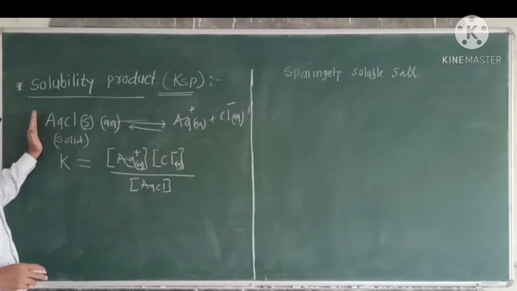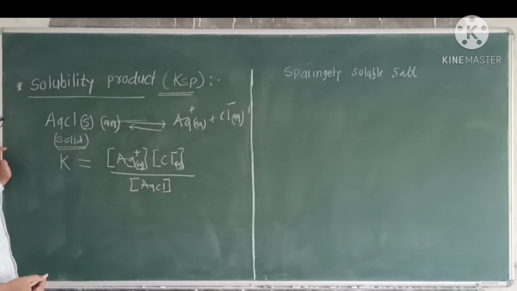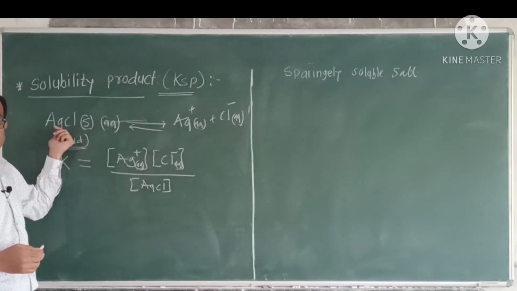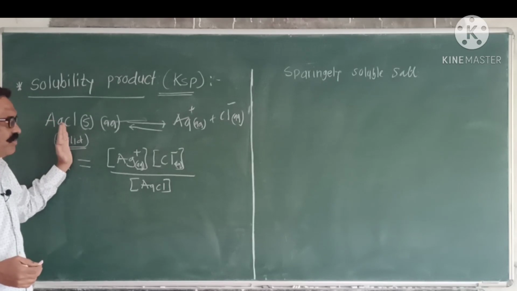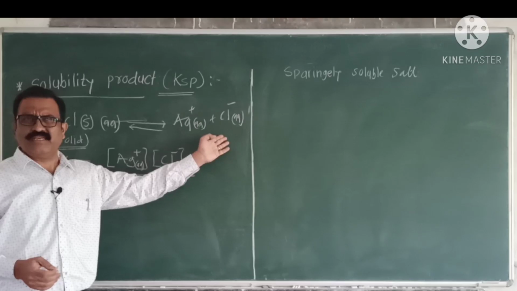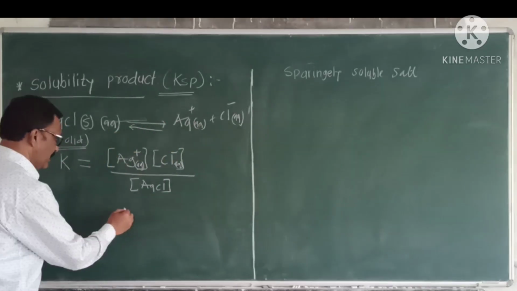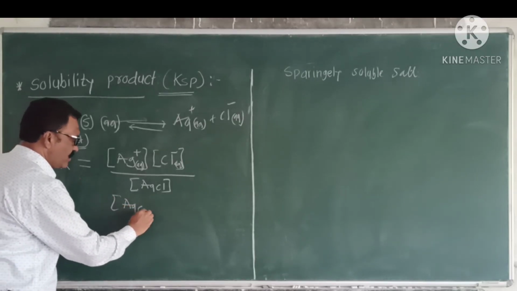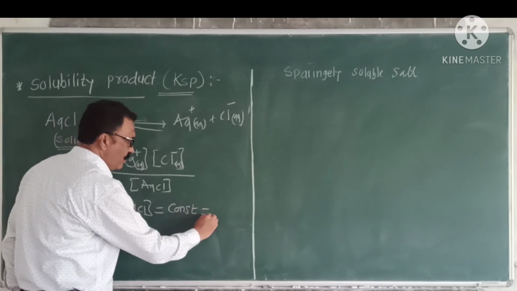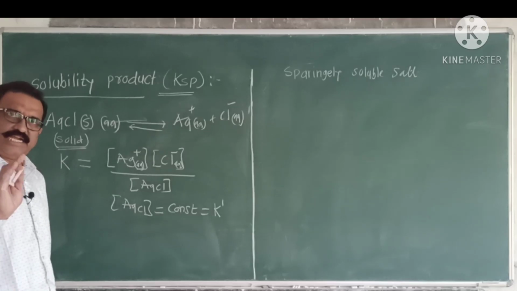In this reaction, AgCl remains in a solid state in maximum amount. If we consider 10 mole of solid AgCl, out of this 10 mole, we will obtain only 1 mole of Ag plus and Cl minus ions. The maximum part remains in a solid form, that is here the concentration of AgCl is equal to a constant, which is represented by another constant K dash.